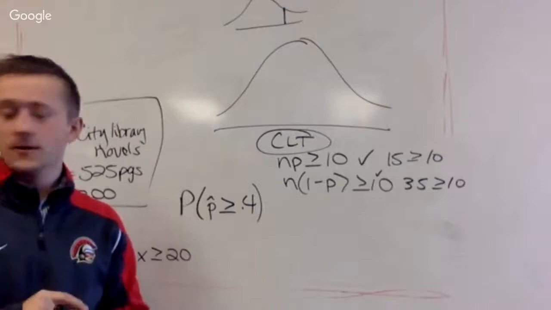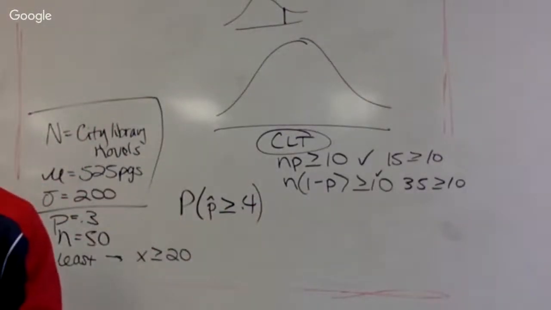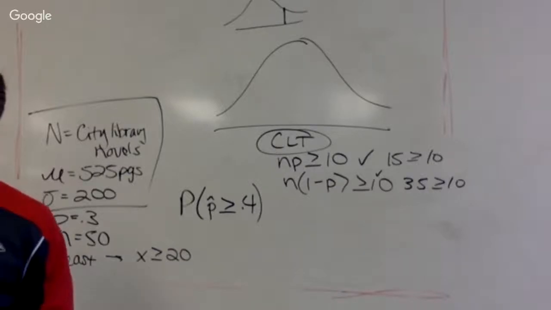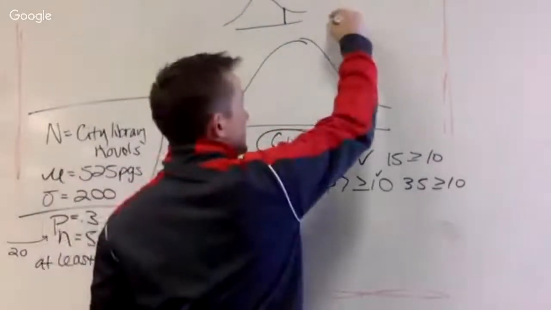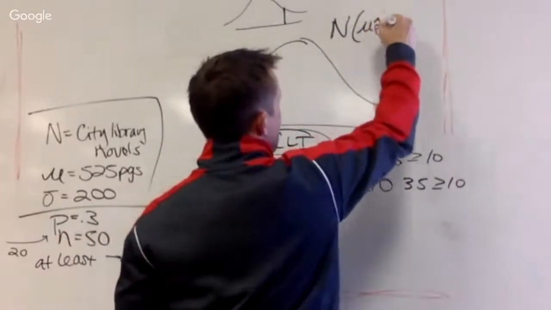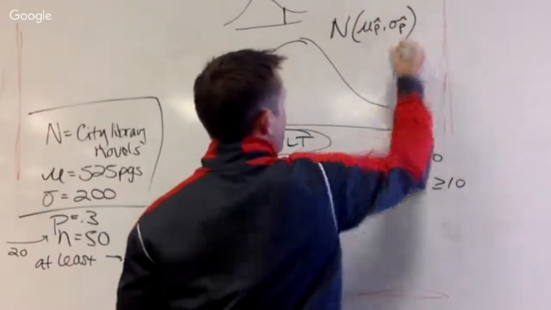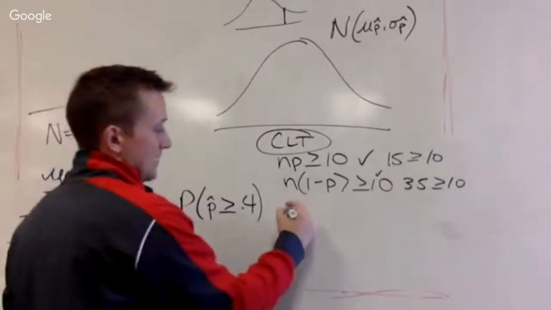And where would you go from there? Now we're actually doing exactly what you're good at. The only difference is now we're not going between two numbers, like two grade levels like we did earlier. Now we're talking about our proportion. So now we're going to do N, parenthesis, the mean of p hat, comma, standard deviation of p hat.